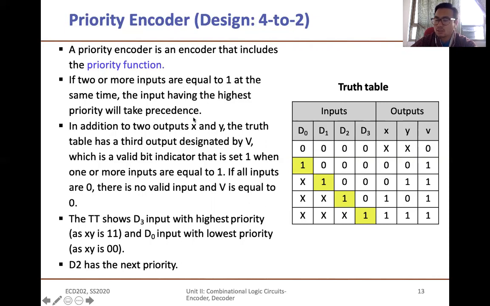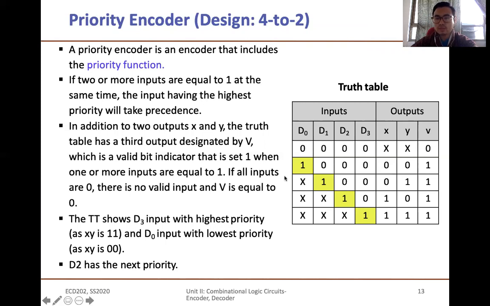take the precedence. So as per a normal encoder, only one input should be activated at a particular time in order to have output. But if more than 1 input is activated at the same time, that is the priority encoder, and the output displayed will be the one with the highest priority.